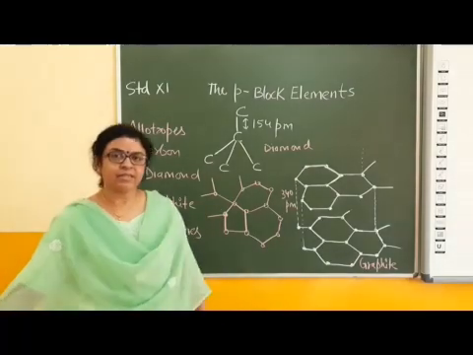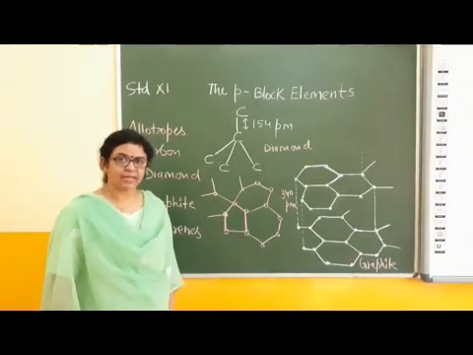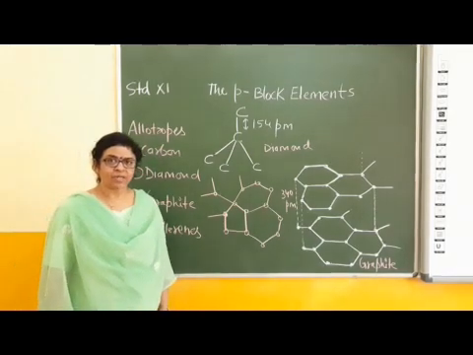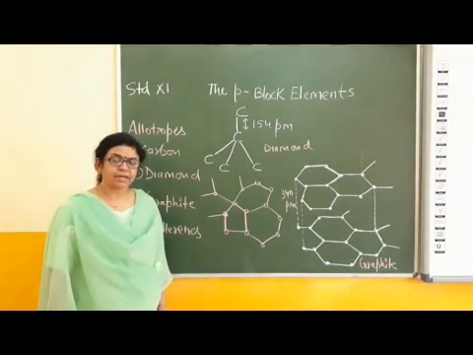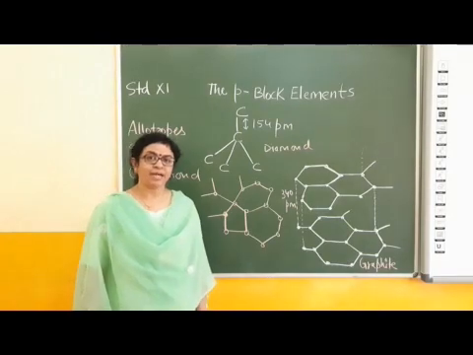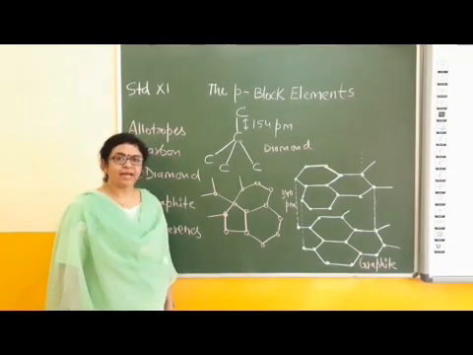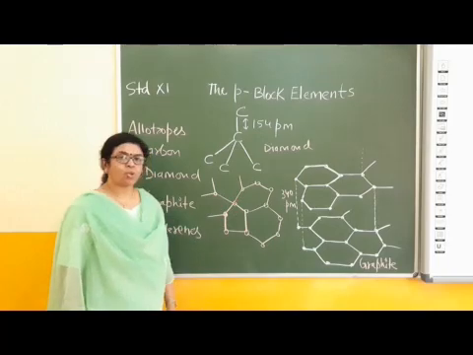Now children, the next content is allotropes, the allotropic forms of carbon. What are allotropes, or what is called allotropy? Existence of one element in two or more forms is called allotropy. The phenomenon is called allotropy and each structural form or structural arrangement is called an allotrope.